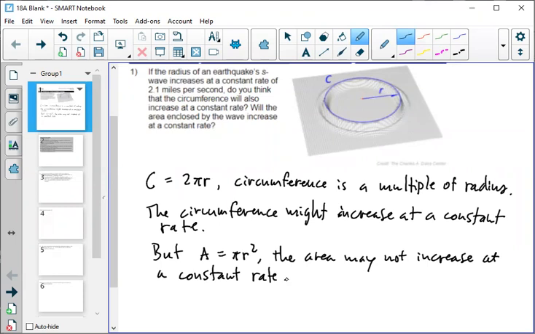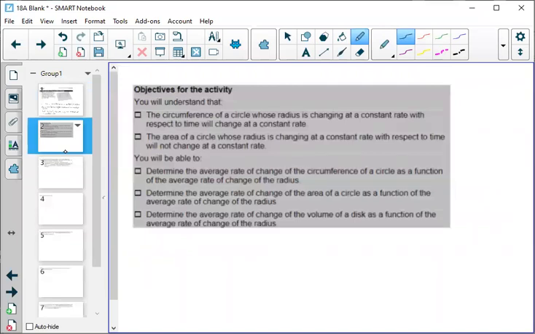Let's go to the next screen. Objectives for the activity. You will understand the circumference of a circle whose radius is changing at a constant rate with respect to time will change at a constant rate. The area of a circle whose radius is changing at a constant rate with respect to time will not change at a constant rate. You will be able to determine the average rate of change of the circumference of a circle as a function of the average rate of change of the radius. Determine the average rate of change of the area of a circle as a function of the average rate of change of the radius. Determine the average rate of change of the volume of a disk as a function of the average rate of change of the radius.